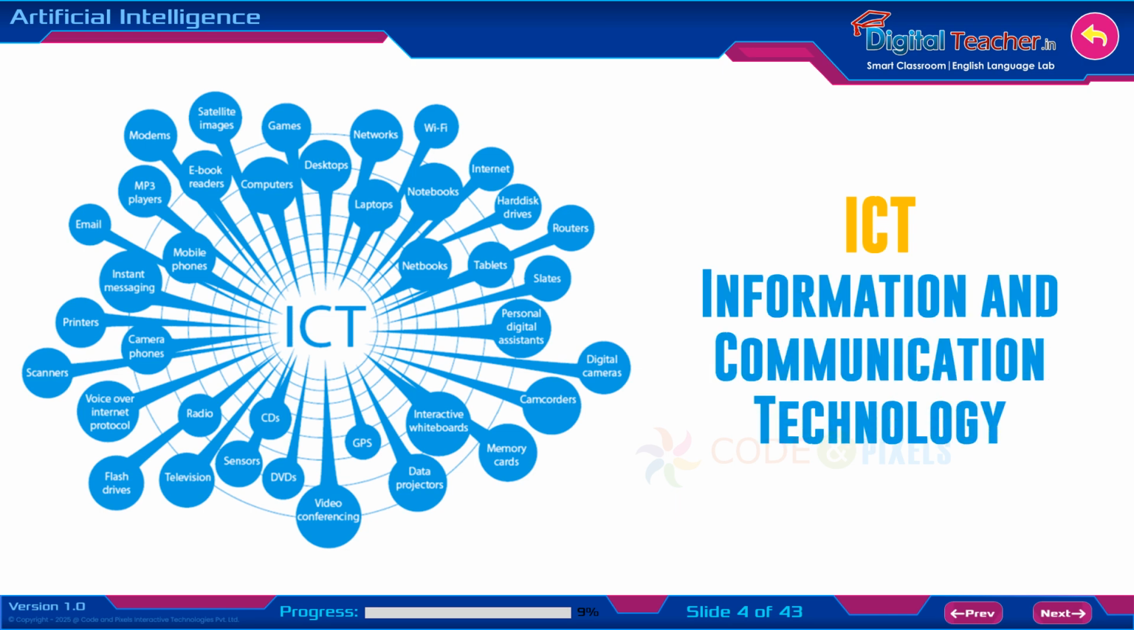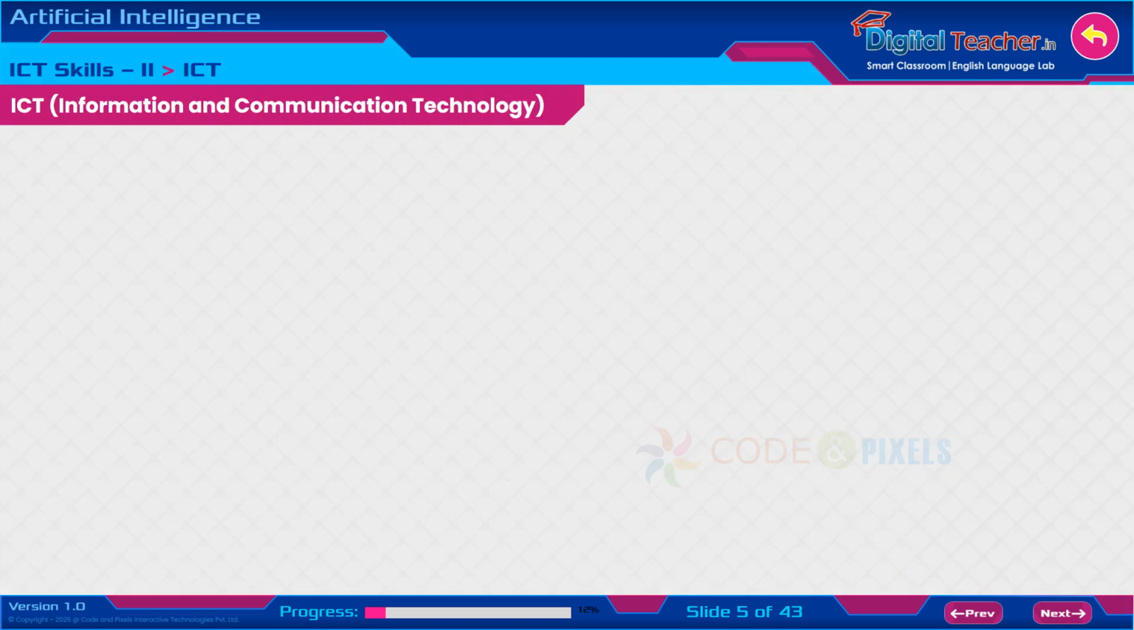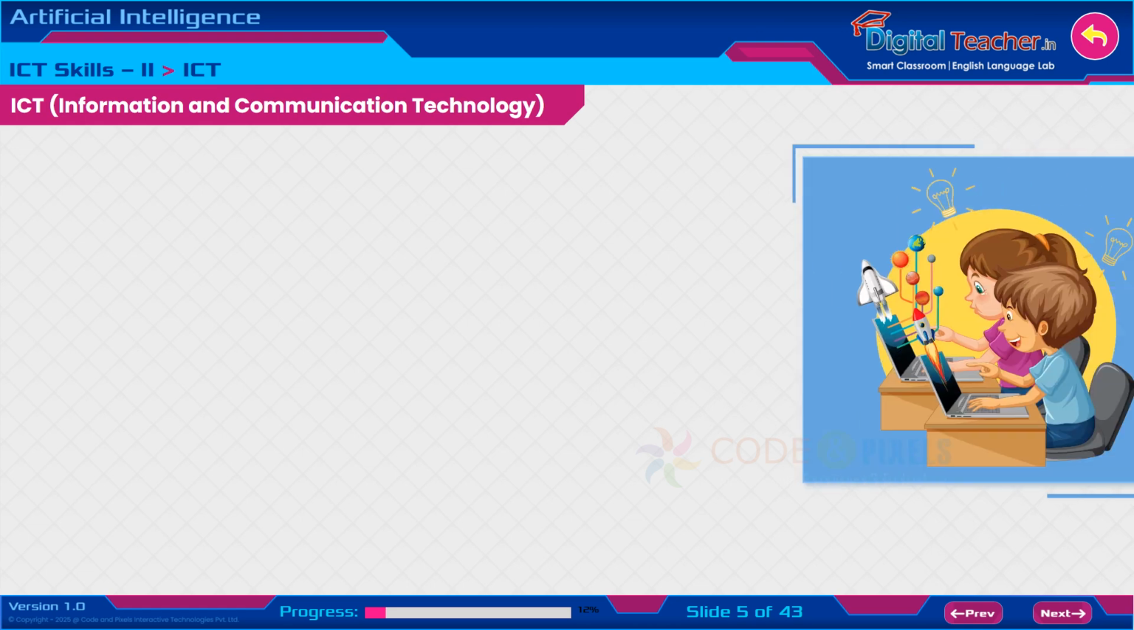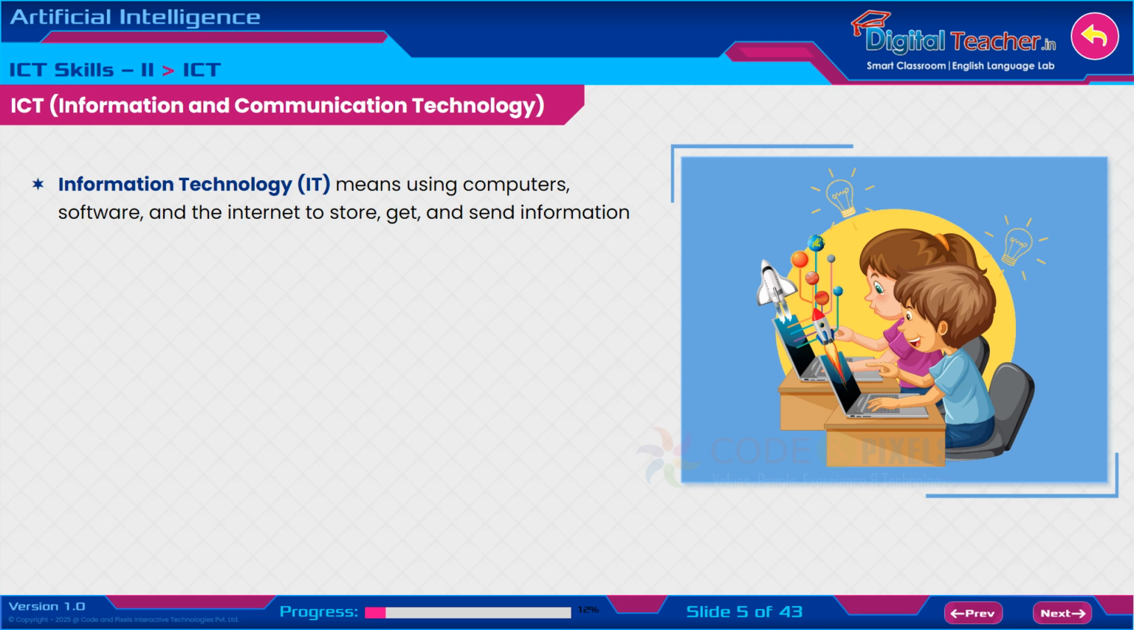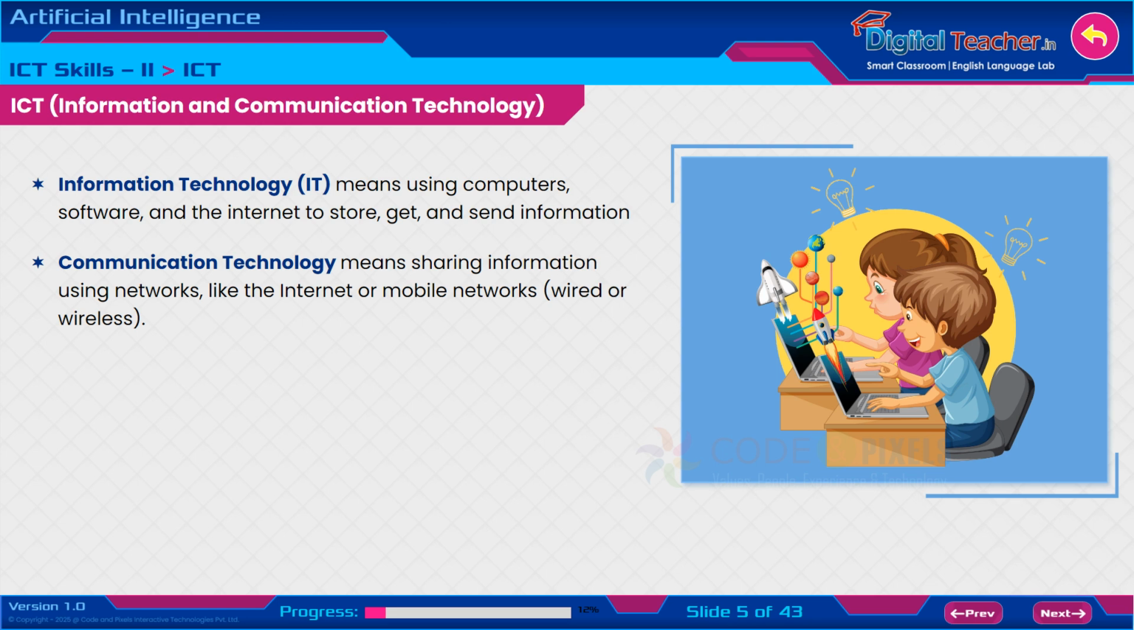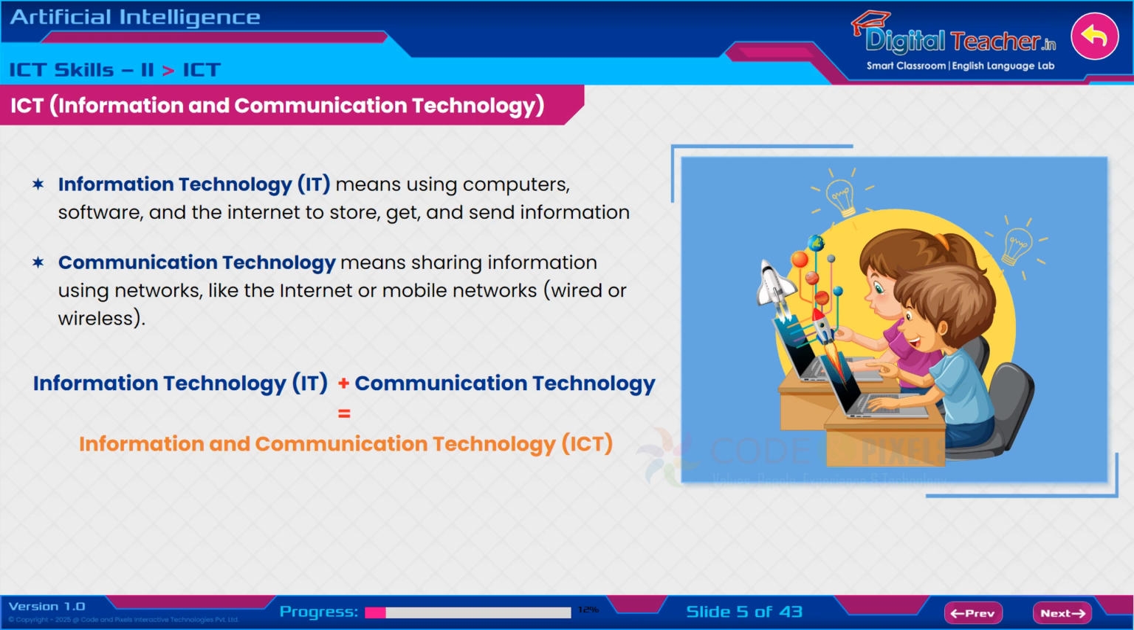Information and communication technology. Information technology means using computers, software, and the Internet to store, get, and send information. Communication technology means sharing information using networks, like the Internet or mobile networks. When we put both together, it becomes information and communication technology.